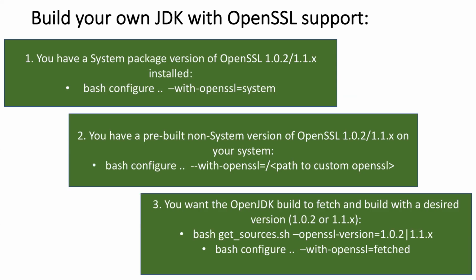And the other option is to tell the build system, if you've not got any OpenSSL locally, to fetch and build the desired version. If you run the get sources script with the OpenSSL version option you'd like it to download, 1.0.2 or 1.1.x, and then specify the configure option with-openssl=fetched. The get sources will download the required version from openssl.org, and then the bash configure will know to find the given OpenSSL version in the standard location where get sources downloads it, which is a directory called openssl in your workspace.